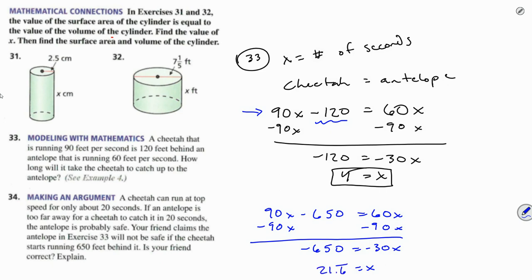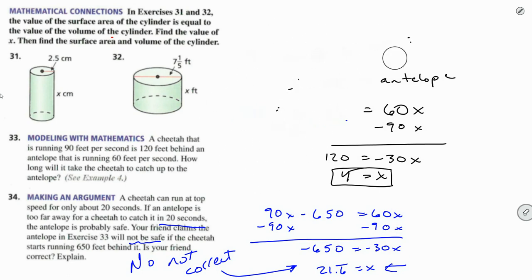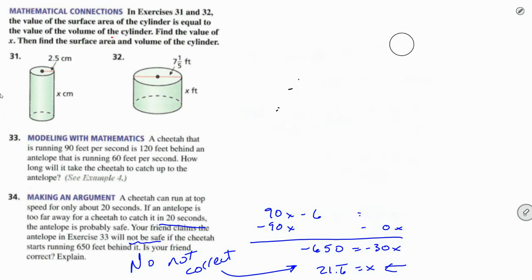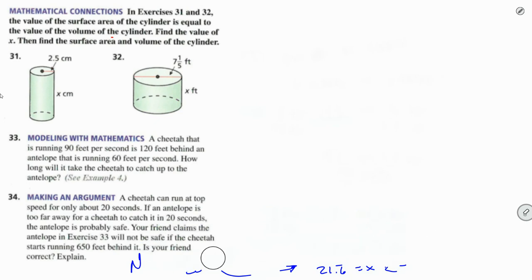Okay, when I solve that out, I get 21.6 repeating. It says the cheetah can only run at top speed for 20 seconds. And it looks like it would take 21.6 repeating seconds just to catch. So, is your friend correct when he says it will not be safe? I would say no, not correct. And it says explain. Well, my math's my explanation. Getting closer.